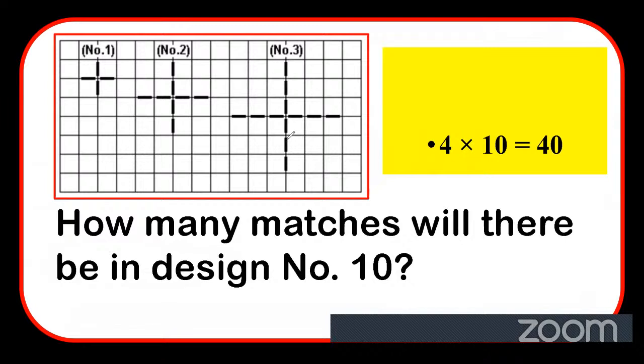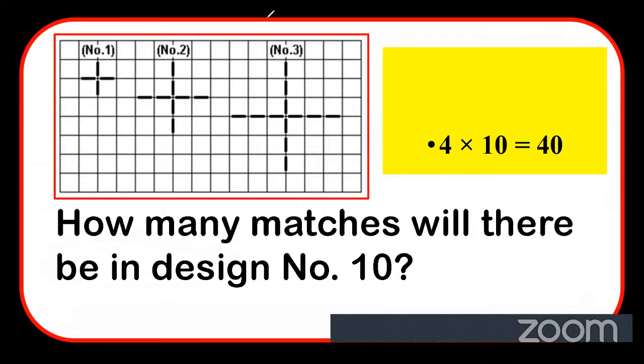So what would the rule be? Can you tell me what the rule will be? What could the rule be? Do you know what a rule is? A rule is basically a general equation that you can use. You just need to plug in some numbers and come up with whatever design number you're asked of.